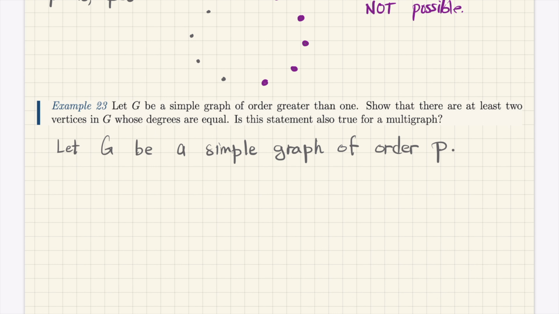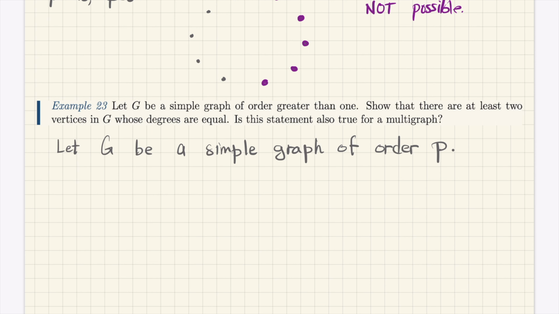So now can you tell me what are the possible numbers for degrees if I have a order P simple graph? What would be in my list in general? No, forget about Q. I'm just talking about degrees. Assume that you have a simple graph of order P. What are the possible degrees that you might face? 0, 1, 2, up to P minus 1. Agree? These are the only possibilities that I can have.